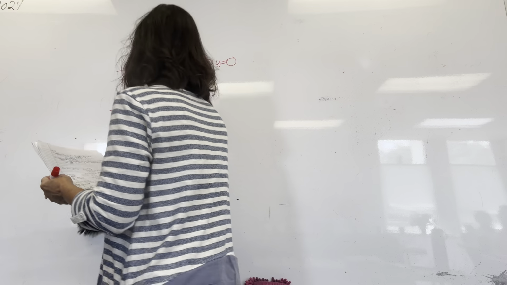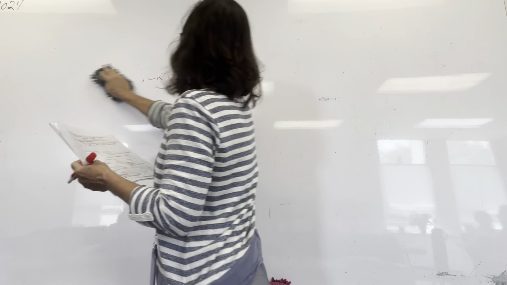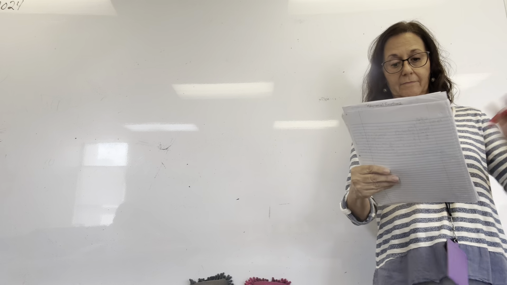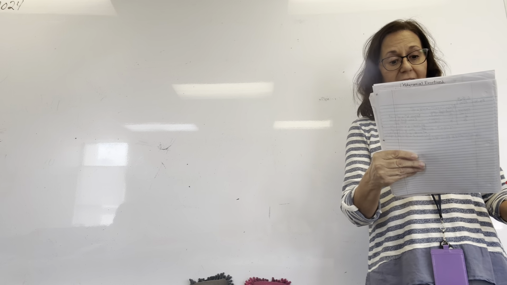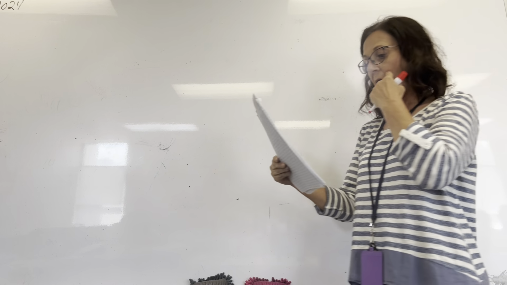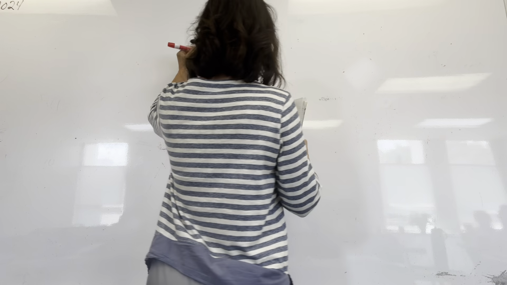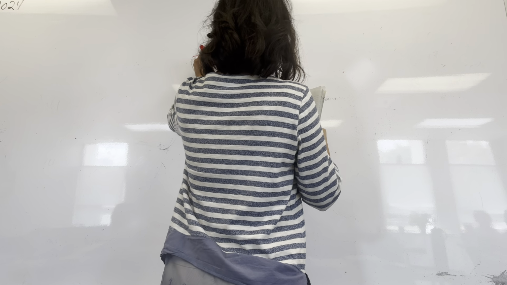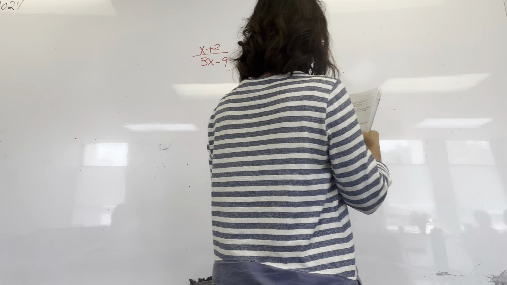All right, so when do we have a hole in a graph? Somebody tell me when we have a hole in the graph. When one factor completely cancels out. When do we have a vertical asymptote? When there's a zero of the denominator, but not of the numerator. Correct.